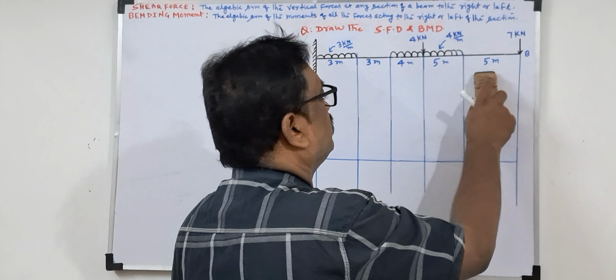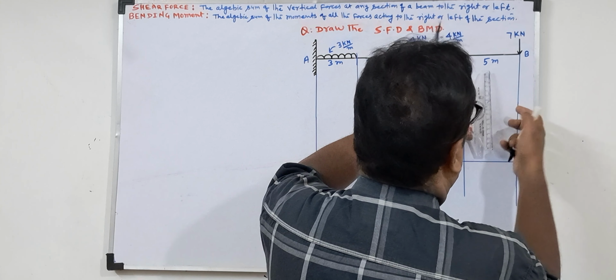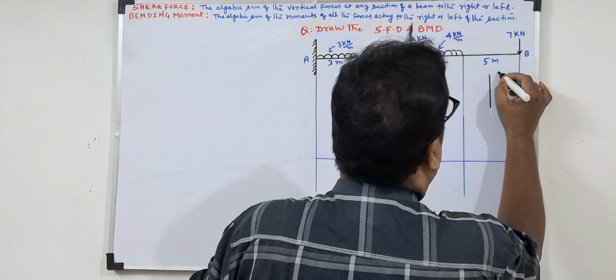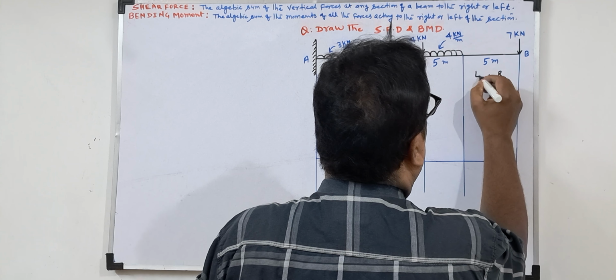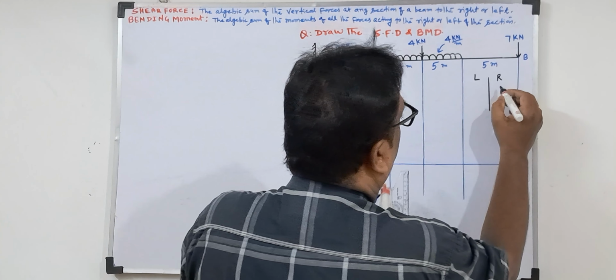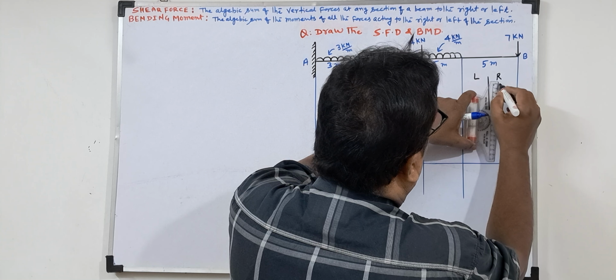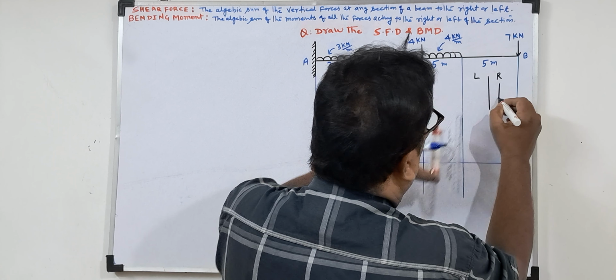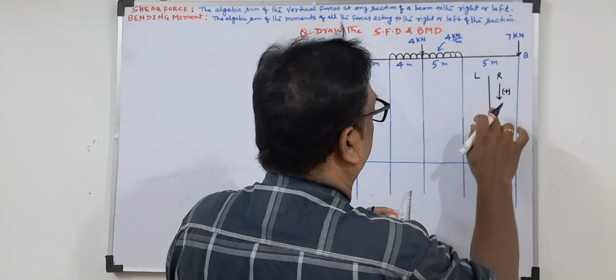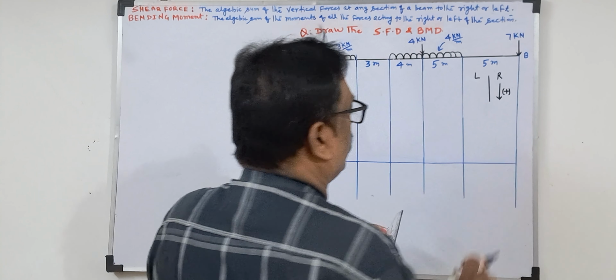From the section, we'll assume the left side and right side. Suppose this is the section. This is the right side, this is the left side. So what you have to remember: downward force will be positive. Downward force will be positive. Remember this only.